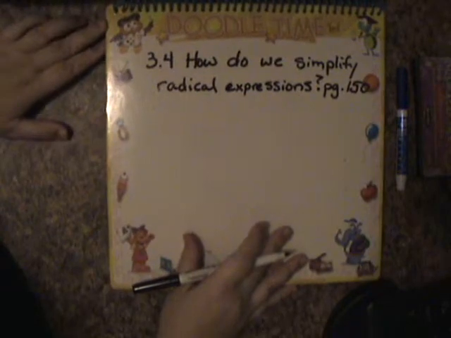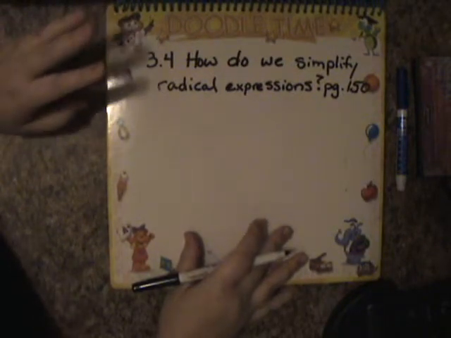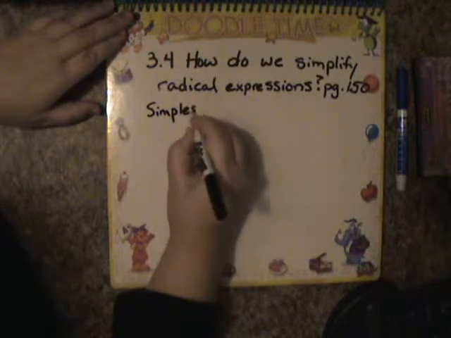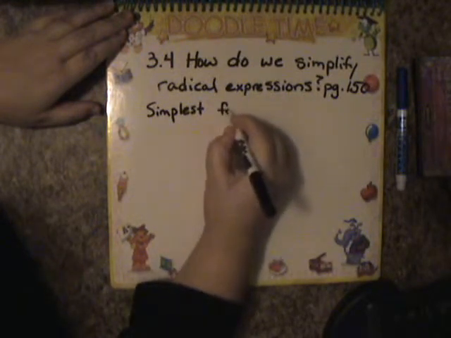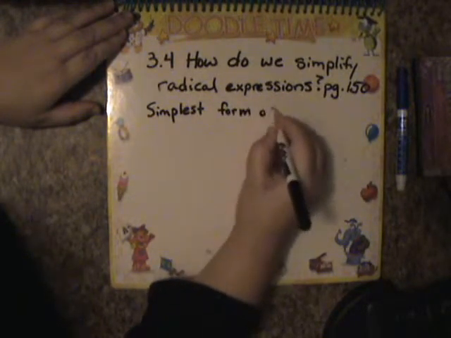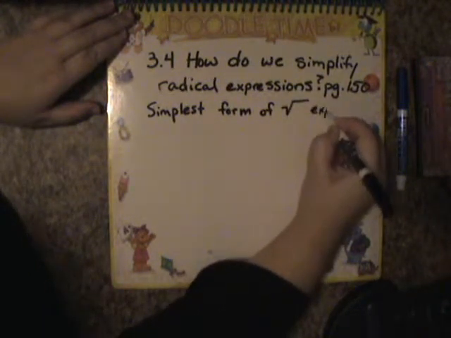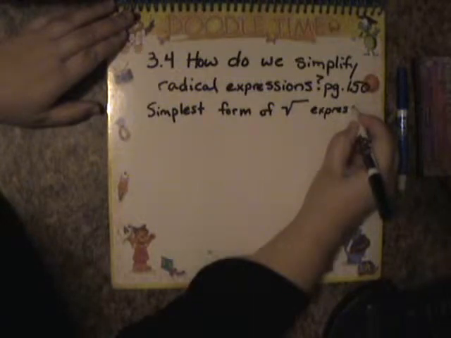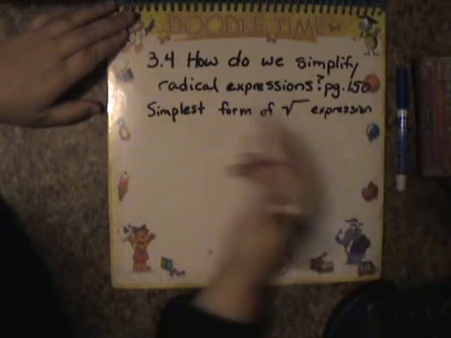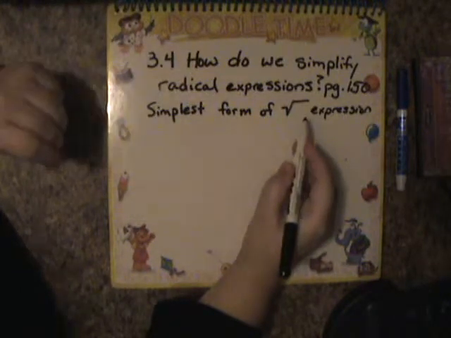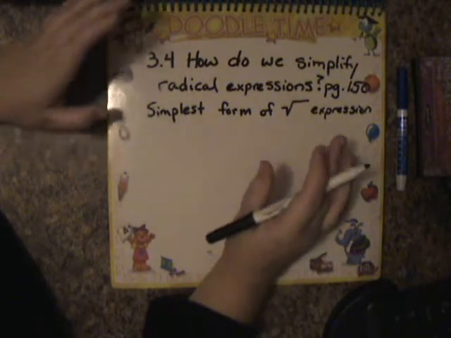Now, there are three things that you need to know about the simplest form of a radical expression. So whenever a question says to simplify and it has a radical in it, these are the three things that you need to make sure that it does not have.